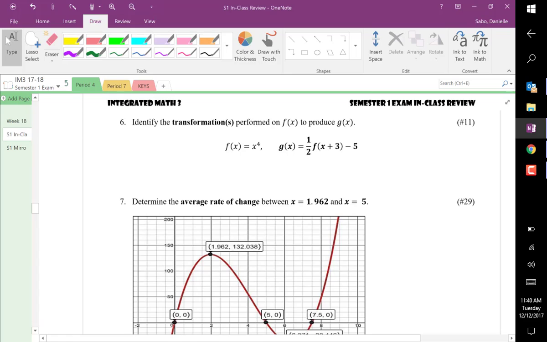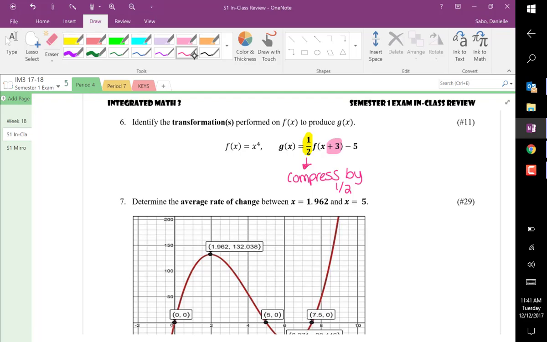All right, we're almost there. This is just asking, tell me the transformations. Well, guess what? We just went over all of them. So let's highlight each piece that's different. The 1/2, what does the 1/2 tell me? Good, compress by 1/2. Everything that's different, if you look, f of x is x to the 4th. Well, the 1/2 is different. The 3 wasn't there before. The -5 wasn't there. All mean something.